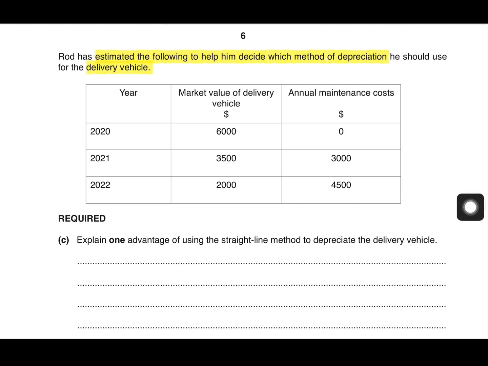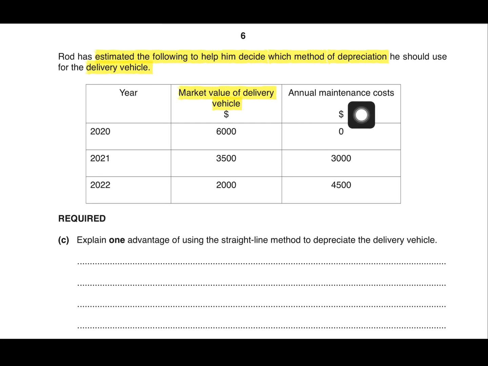Very good. What is the year? The same years are given, 2020, 21, 2022, and the relevant information. So what is given to us? The market value of the delivery vehicle at the end of each year. So the market value at the end of the first year will be 6,000. Right, it will reduce by how much? By half of it. Then again 3,500 will keep on reducing, and then 2,000 by the end of year 2022.